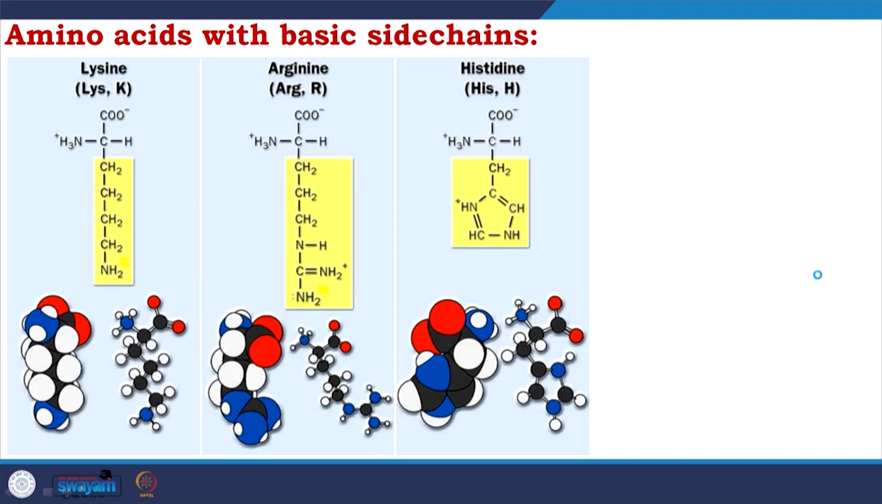Again, amino acids with basic side chains: there are lysine, arginine and histidine. Lysine creates one prong, one nitrogen, arginine has two prongs, two nitrogens, and histidine has its nitrogen inside the ring.